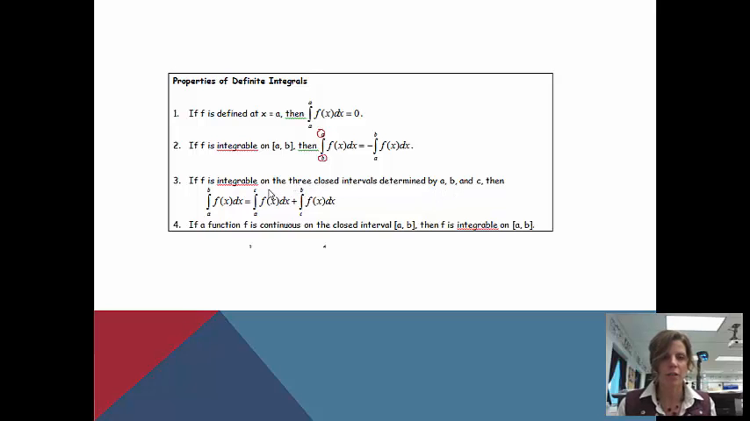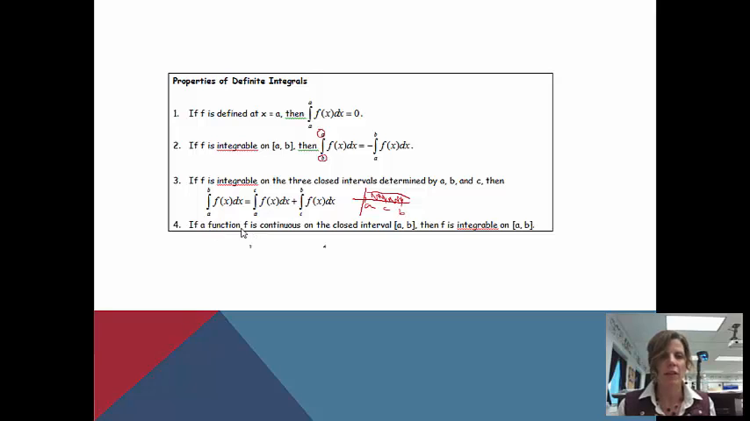Okay, the third property is that as long as f is integrable on the three closed intervals, the integral from a to b would be equal to the integral from a to c plus the integral from c to b. So it's talking about something like this. If we've got a, b, c here, and let's say we've just got this curve right here, if I go from a to c and then c to b, and I add those two together, it would obviously give me the area under the curve from a to b.